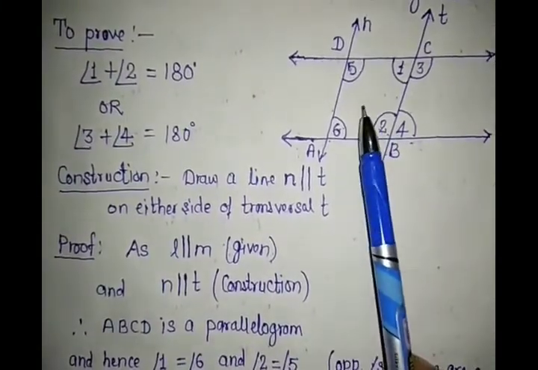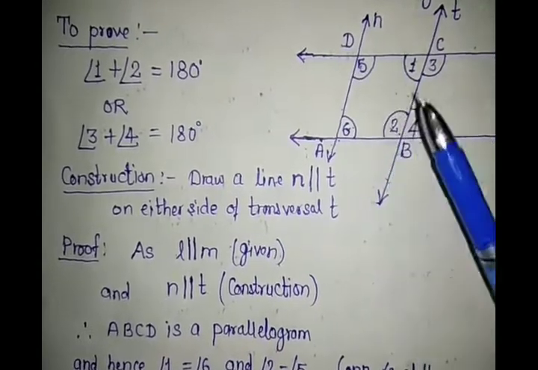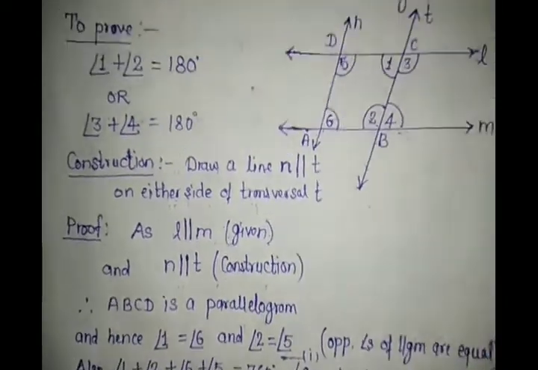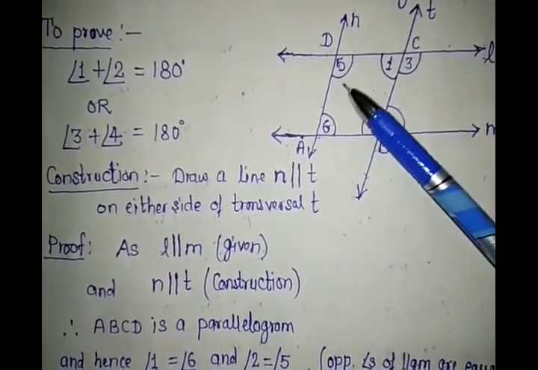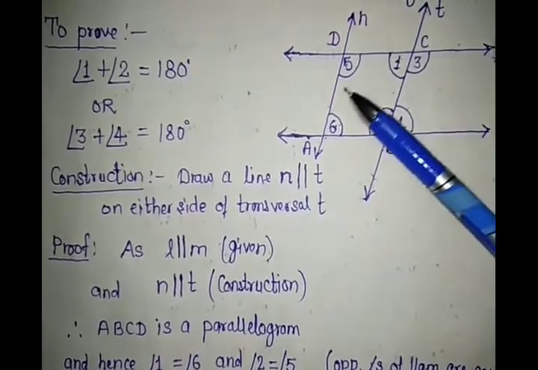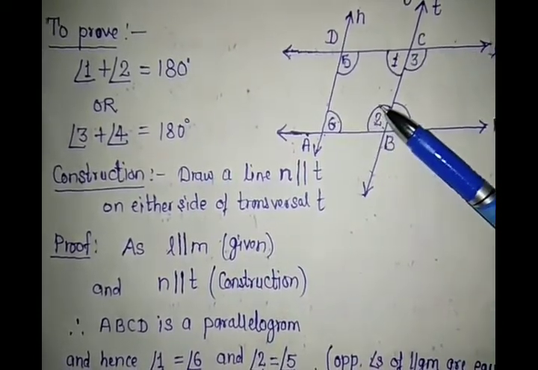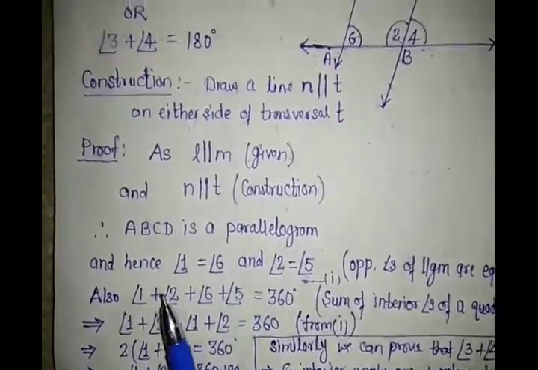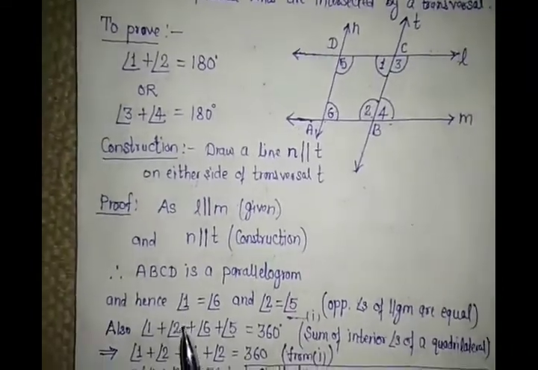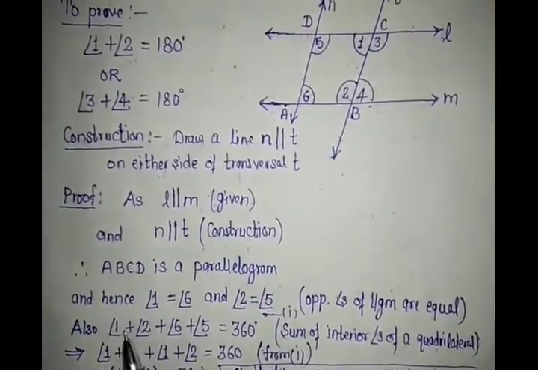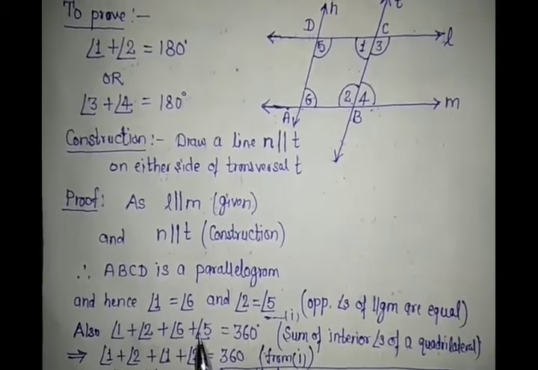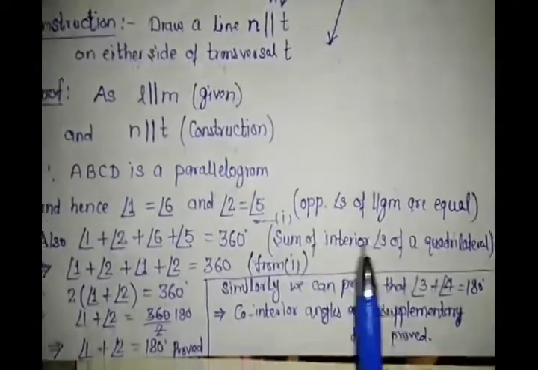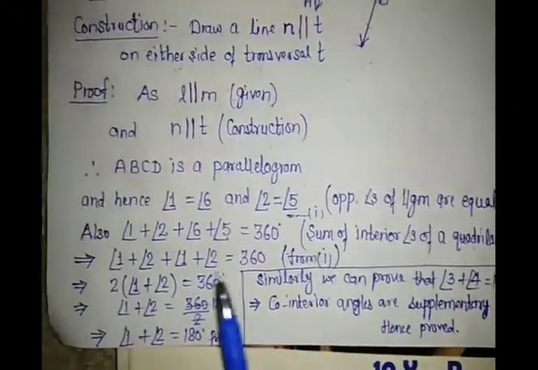Now the property of a quadrilateral is that the sum of interior angles of a quadrilateral is always 360, meaning angle 1 plus angle 2 plus angle 5 plus angle 6, the sum of all these four angles, is 360. This is the property of a quadrilateral. So in quadrilateral ABCD, or parallelogram ABCD, angle 1 plus angle 2 plus angle 6 plus angle 5 is equal to 360, the sum of interior angles of a quadrilateral.